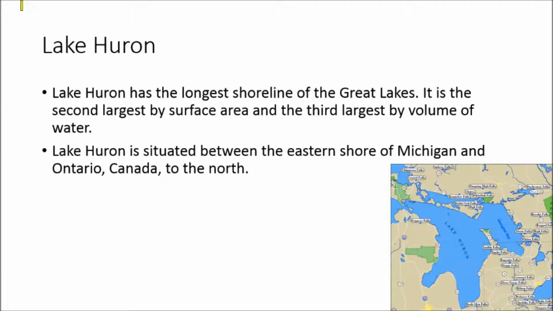Lake Huron has the longest shorelines of the Great Lakes. It is the second largest by surface area and the third largest by volume of water. So in the corner we see a picture of Lake Huron. Lake Huron is situated between Michigan and Ontario, Canada.